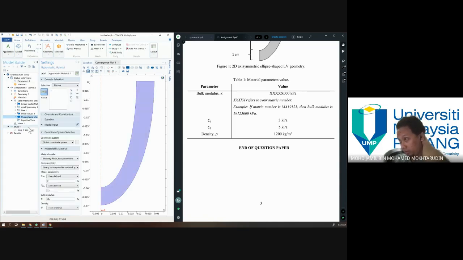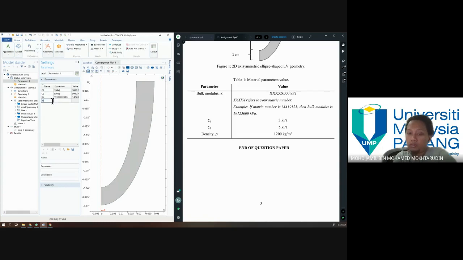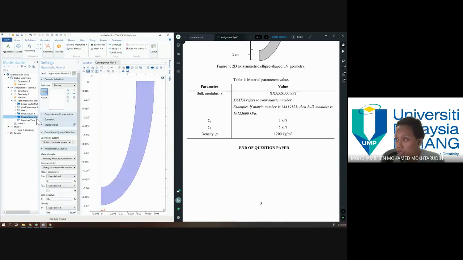And go back. Then we need to set the density. So density, maybe we define rho. So go to parameter and write rho. So this is in SI unit. Don't have any kilo or centi. So just put the number, should be okay already. Because later in here, the unit is already given here, kilogram per meter cube.